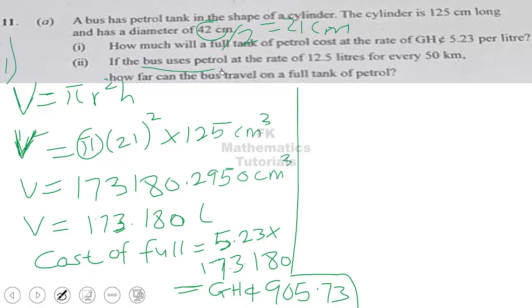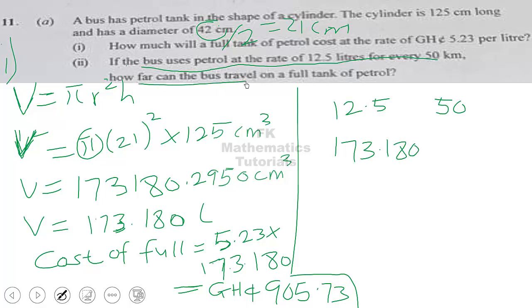If the bus uses petrol at the rate of 12.5 liters for every 50 kilometers. So for every 50 kilometers, the bus uses 12.5 liters. Now we have 173.18 liters. How far can the bus travel on a full tank?